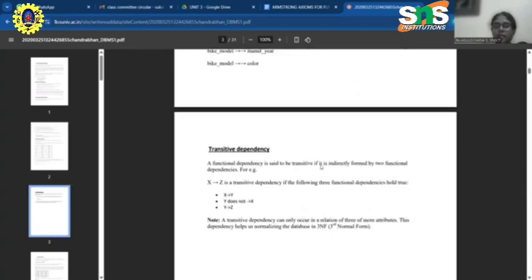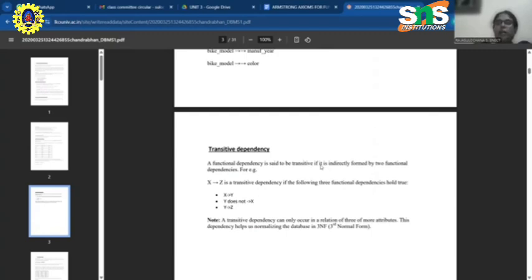So now we will see about transitive dependency. So a functional dependency is said to be transitive if it is indirectly formed by two functional dependencies. For example, X determines Z is a transitive dependency if the following functional dependencies hold true: X determines Y and Y determines Z. If these two functional dependencies exist in a given relation, automatically X will determine Z.